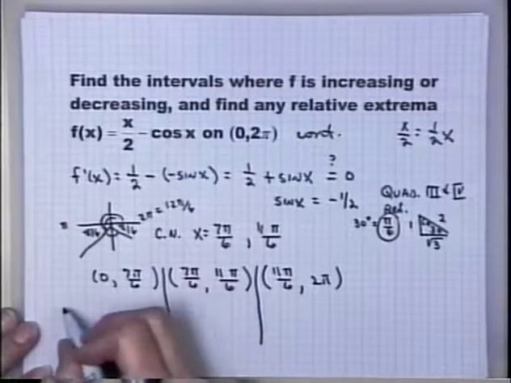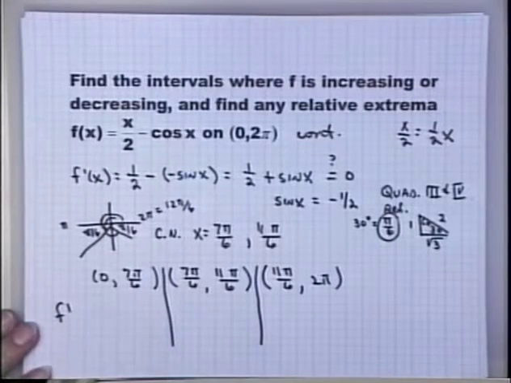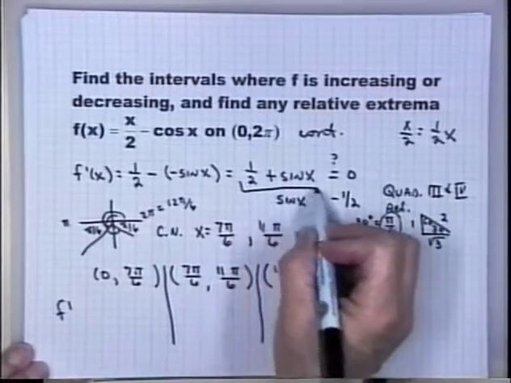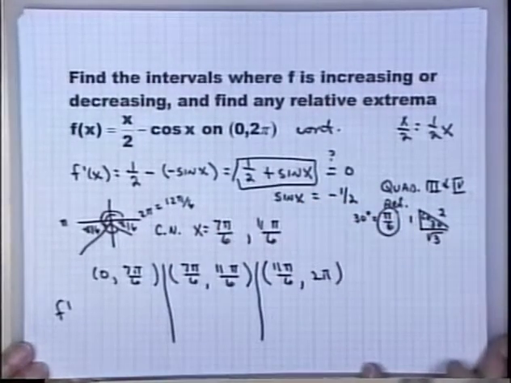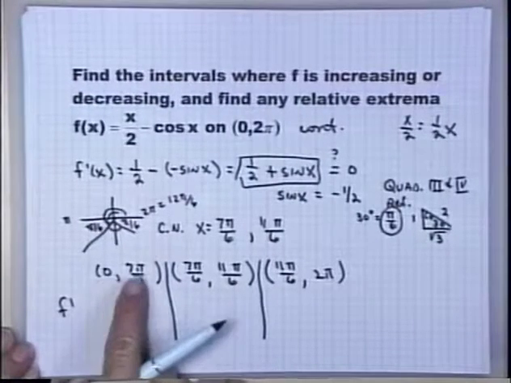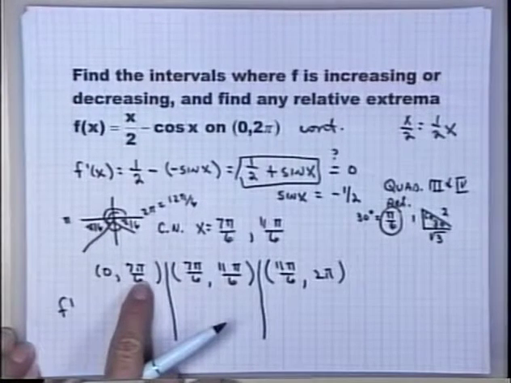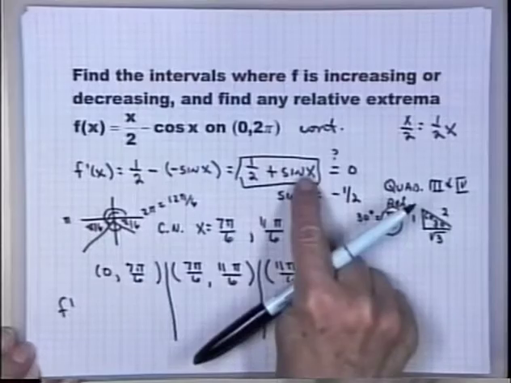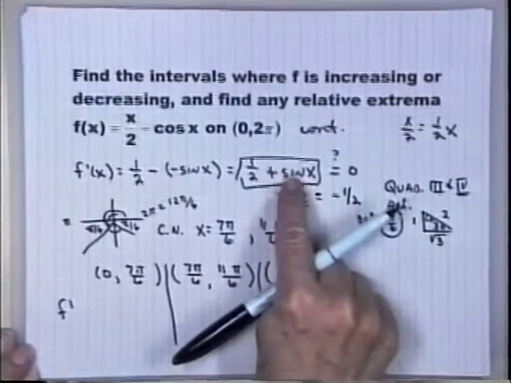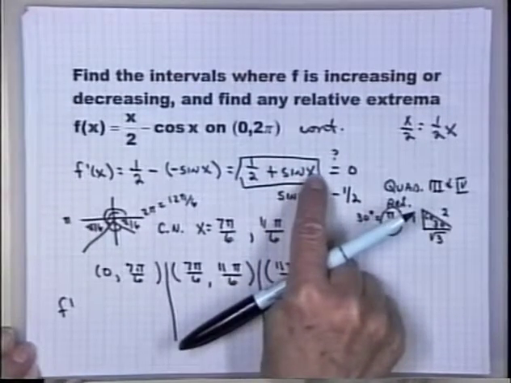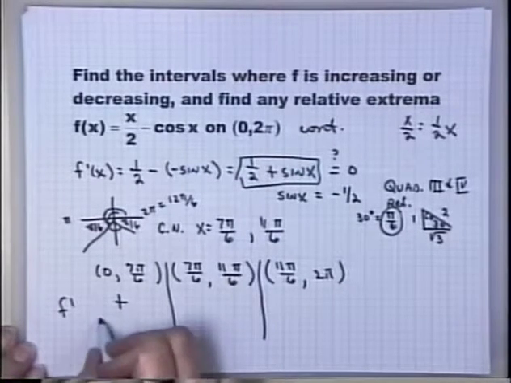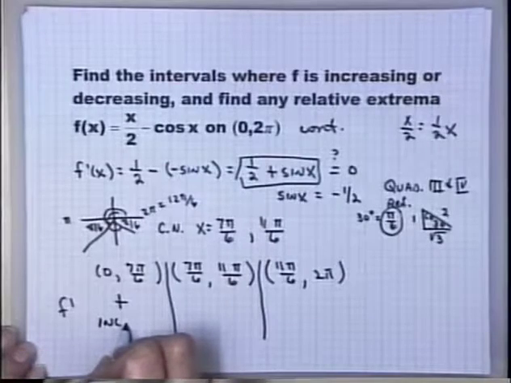And recall, what we want to look at here is the sign of our derivative. Okay? Here's our derivative right here. That's what we'll be using. Well, now, we can pick anything between 0 and 7 pi over 6, so let's pick something really, really easy. For example, pi is between there, isn't it? If I put pi in place of x, the sine of pi is 0. 1/2 plus 0 is 1/2, which is positive. Okay? So I know my function is increasing here.